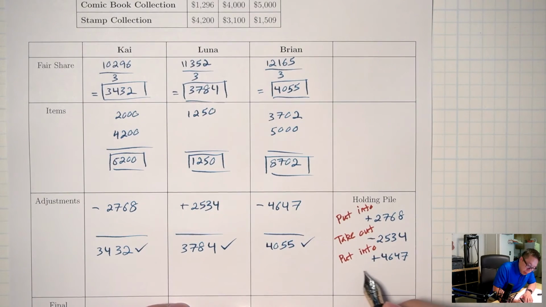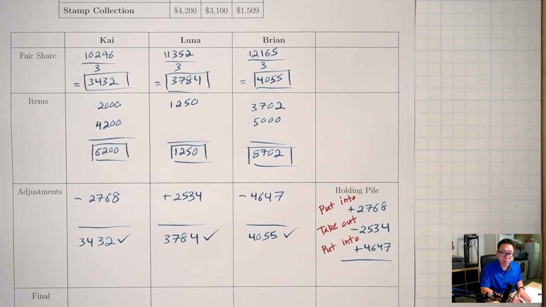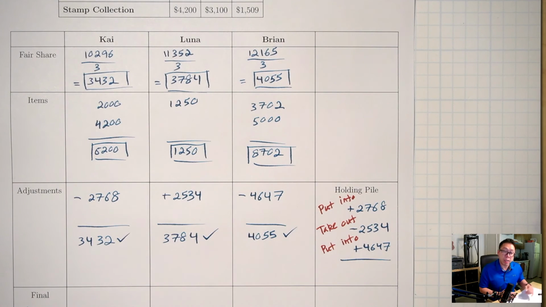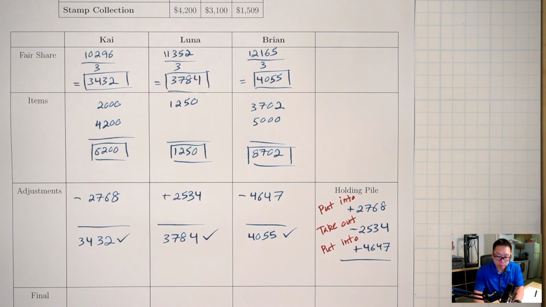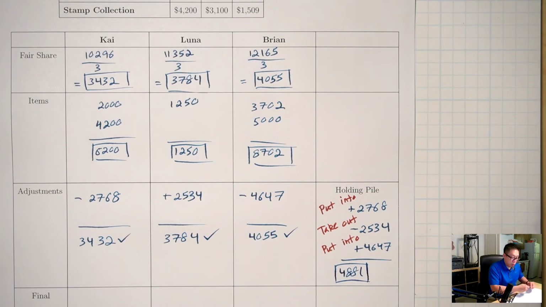Most of the time, for the questions that you're going to see in this class, there should be money left over. So we're going to do plus 2768 minus 2534 plus 4647. And we're at 4881. Okay, this is the money left over.